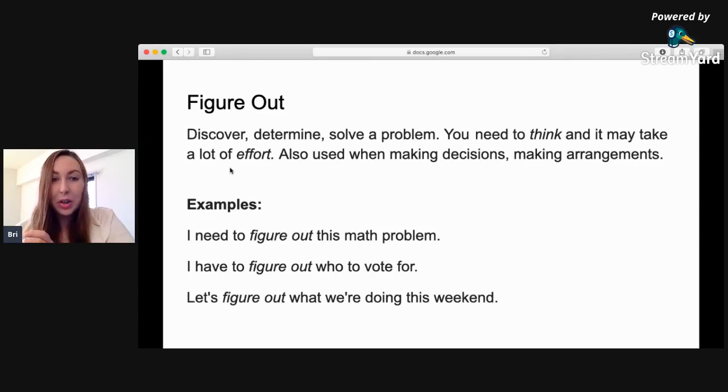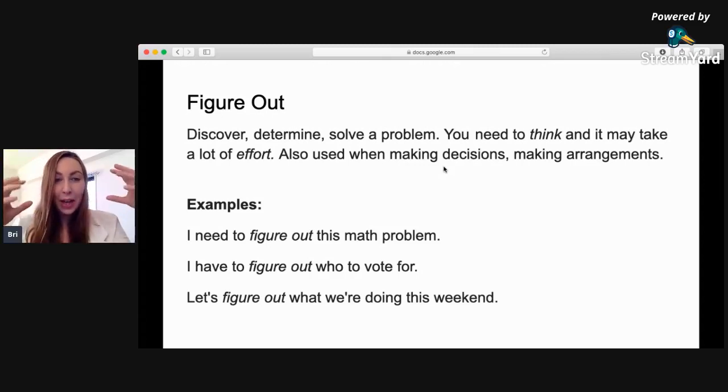So a good thing to note is that the answer might not exist yet. The answer might not exist yet. Okay? So discover, determine, solve a problem. You need to think, and it may take a lot of effort. Also used when making decisions or making arrangements. Okay, let's figure out what we're eating for lunch. Let's figure out when to meet. Let's figure out our schedule for next week.